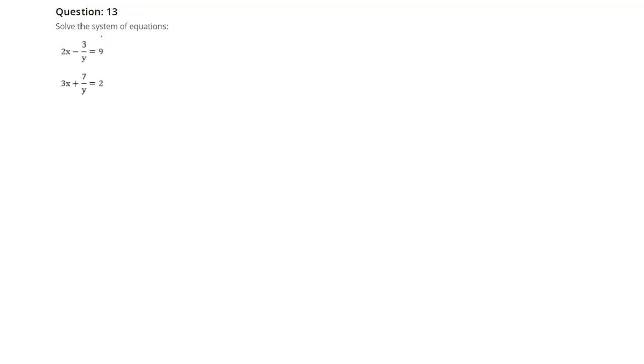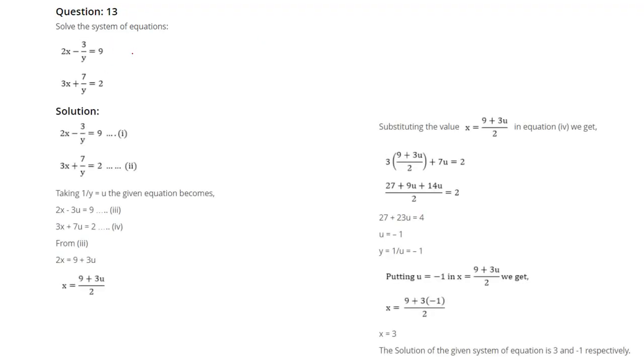Now this kind of equation, in this you have to take only 1 by y equal to, say, u or v. So this becomes 2x minus 3u equal to 9, and this is 3x plus 7 into this 1 by y is u, so 7 into u equal to 2.